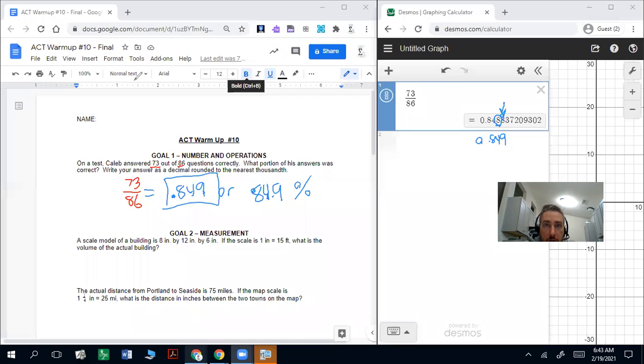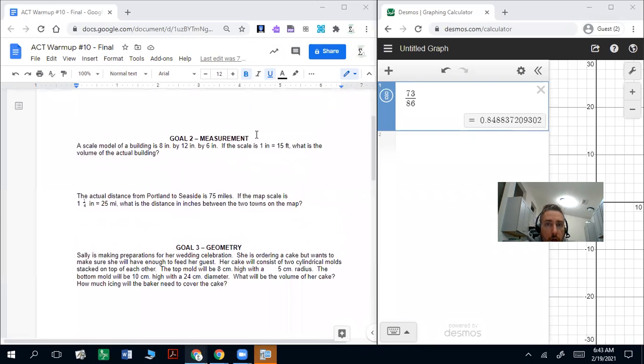All right, question 2. A scale model of a building is 8 inches by 12 inches by 6 inches. If the scale is 1 inch equals 15 feet, what is the volume of the actual building? So volume is just length times width times height, which we have as a scale model, but we got to multiply first. So the actual dimensions are going to be, well, if 1 inch is 15 feet, you would just say 8 times 15, 12 times 15, and 6 times 15.